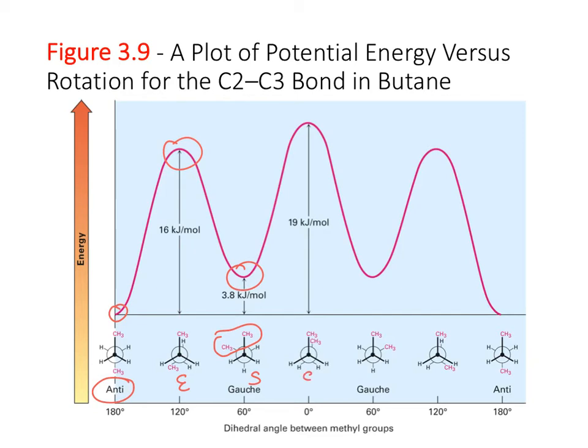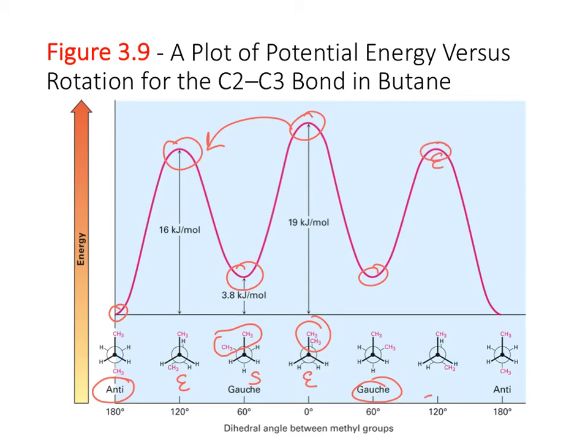Then we rotate again, we get back to an eclipsed. Now notice this peak is higher than that peak. That's because the eclipsing large groups has a higher energy penalty than the methyl eclipsing with the teeny tiny hydrogen. And then we rotate again, we get back to the gauche conformer. And then we rotate again, we get back to an eclipsed conformer.